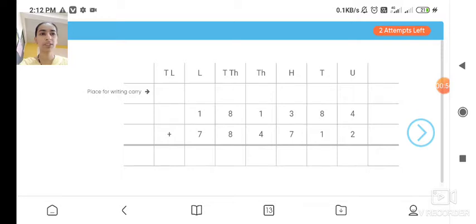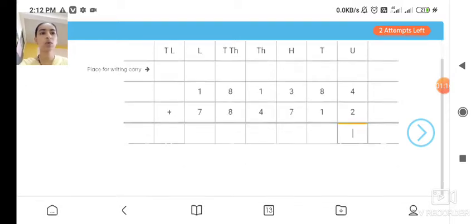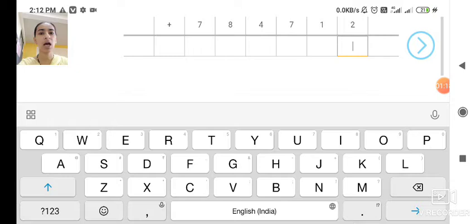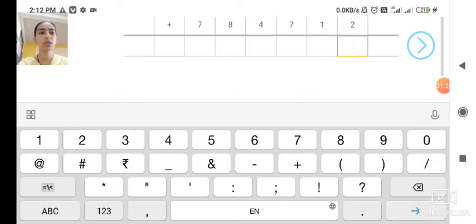So unit place is there, then tens place, hundreds place, thousands place, ten thousands place, lakh, ten lakh, and there are columns for writing the carryover. Now we have to take the addition. How are you taking the addition? Now you can see 4 plus 2, how much is it? 4 plus 2 is 6. So write here 6.